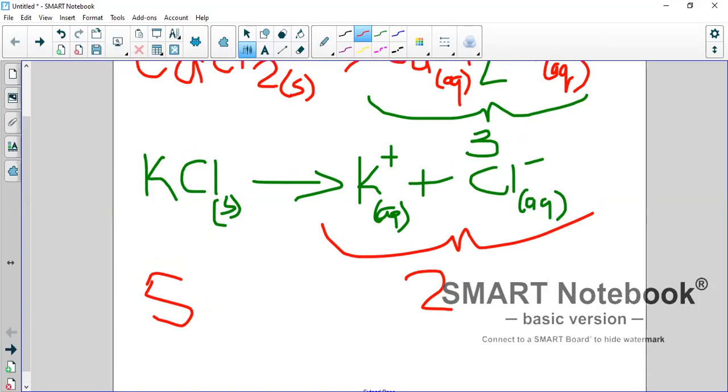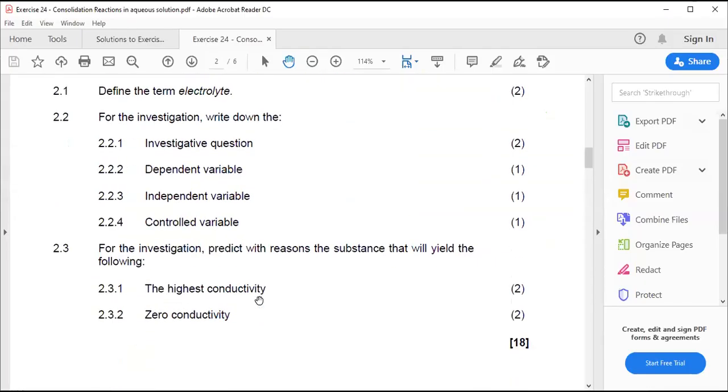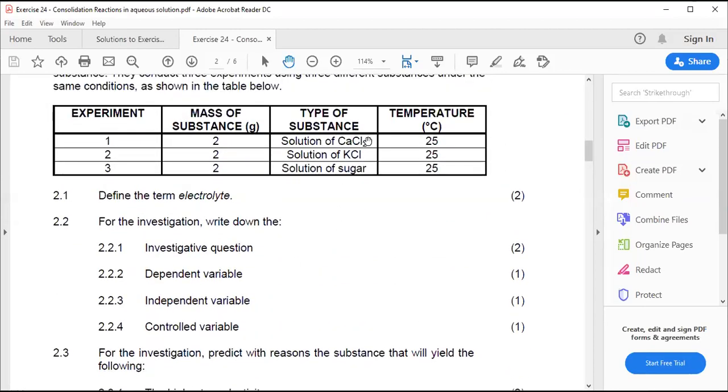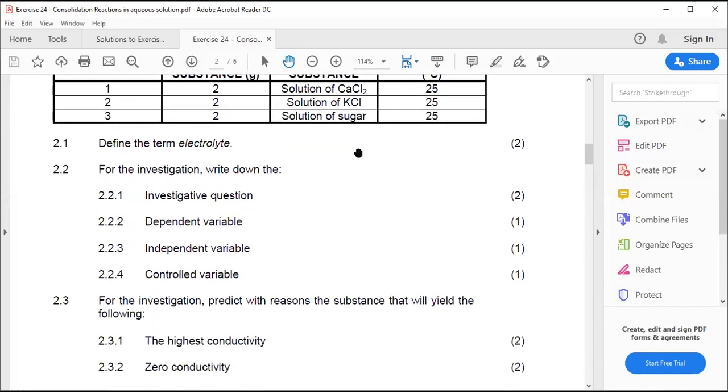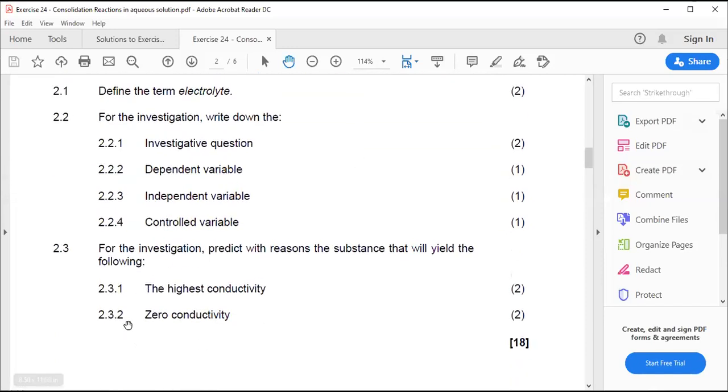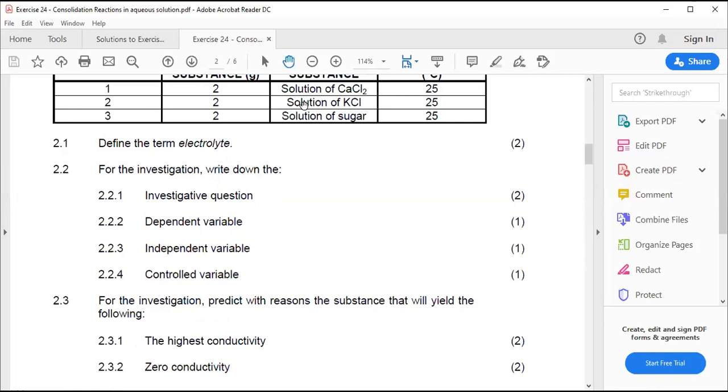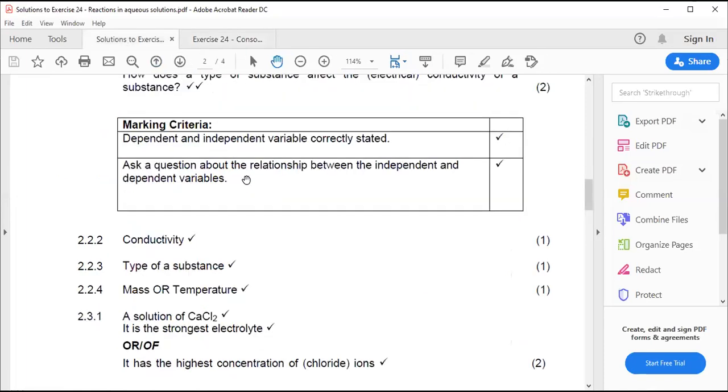Okay? All right, so let's have a look at the question again. Which one will have the highest conductivity? The one that forms more ions on that equation, it's your calcium chloride. So yes, Zinedine, you are correct, because it forms more ions. So the answer is calcium chloride. Clear? Right, then 0 conductivity. It becomes your sugar. Why? Because sugar is a molecular compound. There are no ions. It does not form ions. So that's what we have.